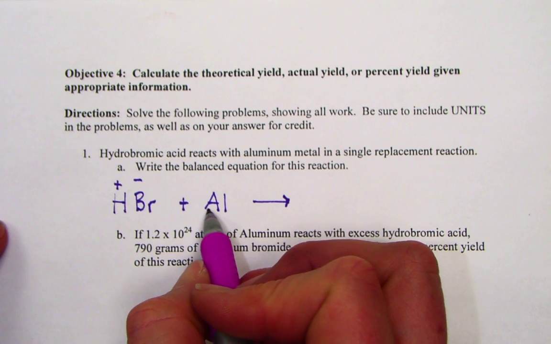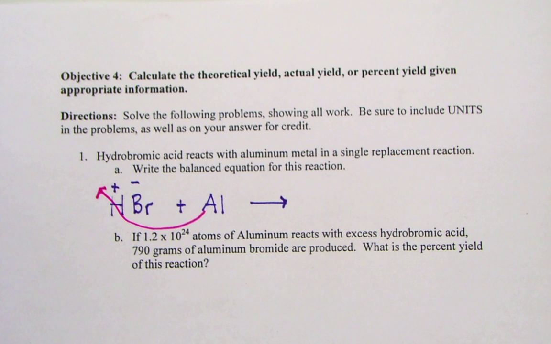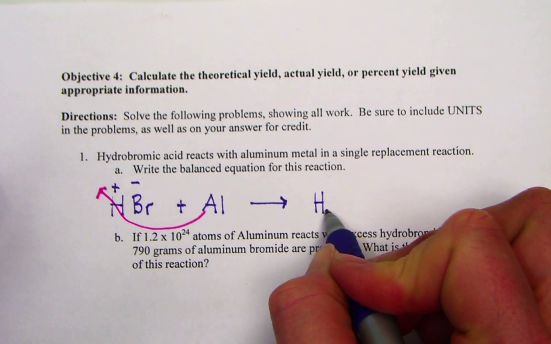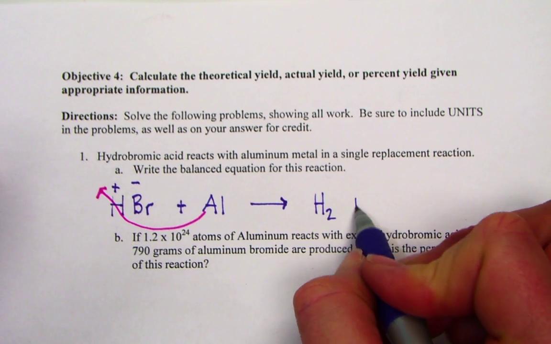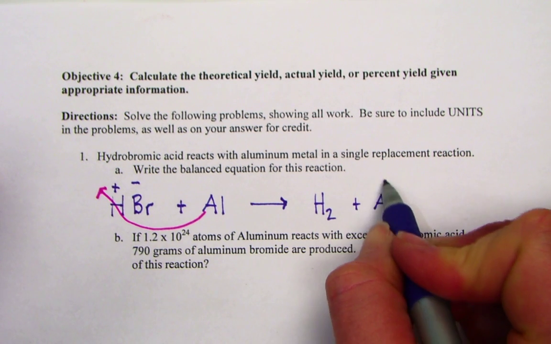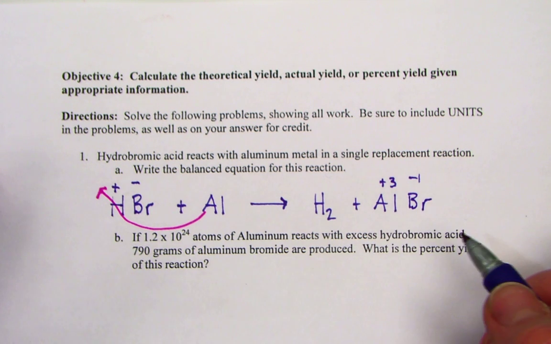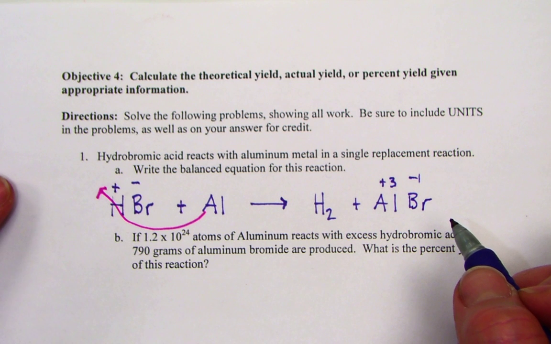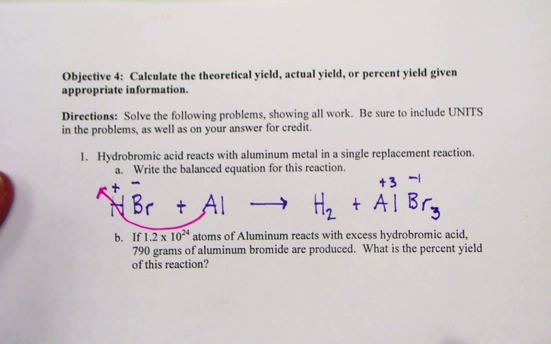In a single displacement, aluminum would kick out the hydrogen from our compound HBr. Hydrogen, now written alone, is a diatomic molecule, H2. The product then, aluminum bromide, would hook by charge. We get Al with a +3 and Br which is a -1. AlBr3 is our other product.